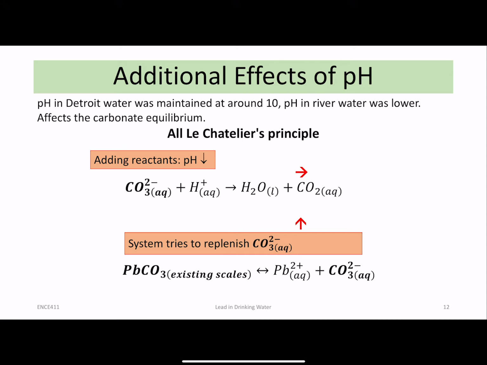What happens if we are adding protons? The protons are reacting with the carbonate. This concentration of carbonate is going to decrease, and because the equilibrium wants to be in equilibrium, it's going to form more of this, because this is decreasing and we want to have this constant. So it's going to dissolve the scale in order to form more carbonate. So when the pH decreases, we are dissolving the scale. So this is bad for the water system. Make sense?